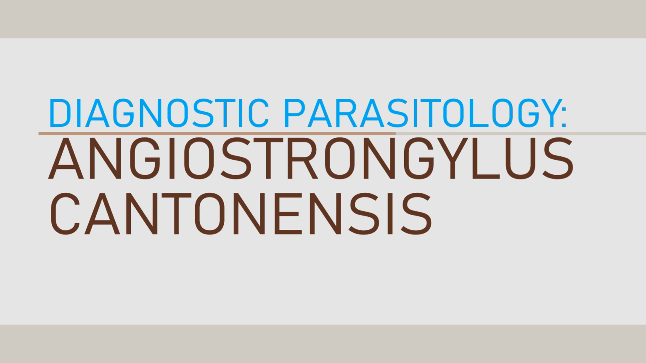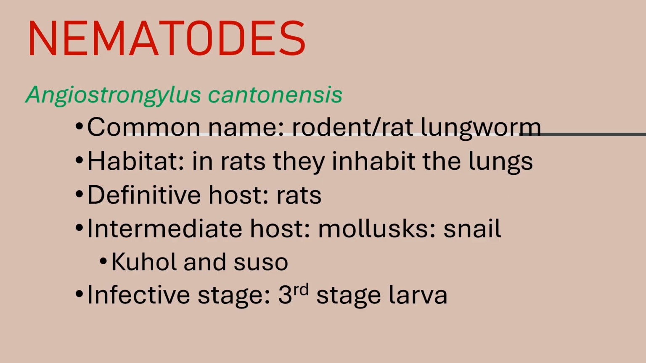Okay, good day. Let's take a look at Angiostrongylus cantonensis. The common name of this worm is rat lungworm or rodent lungworm. As for the habitat, in rats they inhabit the lungs, while in humans they inhabit the brain and the spinal cord.